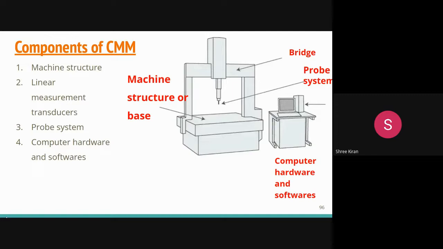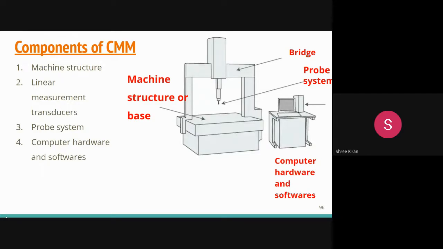Then finally, data acquisition. It will capture the data. That's what data acquisition is. Data acquisition and evaluation is what happens.